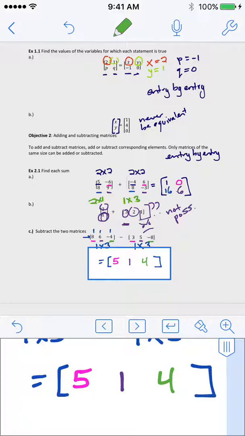Cool. If you have any questions, make sure you pause the video so that you can get those questions answered, because it only gets a little more complicated from here.